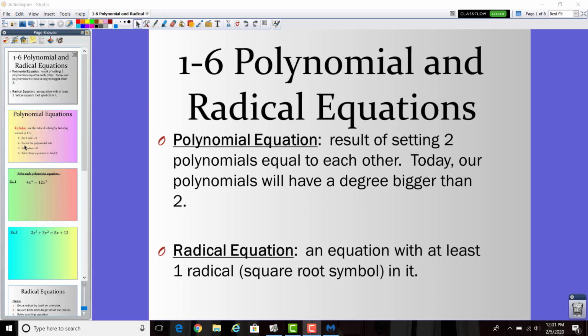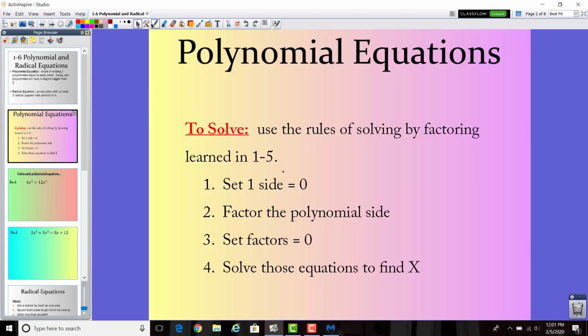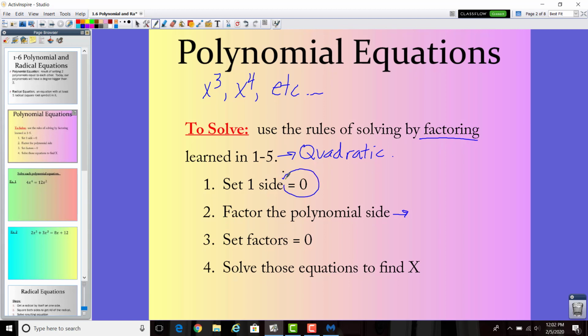We are going to solve polynomial equations, and remember when I say polynomial equations, I'm talking about x cubed, x to the fourth, and so on. We're going to solve these using the same exact factoring method that we learned for section 1.5, which was quadratic equations. The only difference, however, comes in this method, okay? So if you remember, when we're factoring, we have to make sure one side is set equal to 0 so that we know the true value of our terms so that we make sure we are factoring them correctly. If you remember in quadratics, when we factored, we wanted to factor our equation down to linear factors. We don't need to do that anymore.